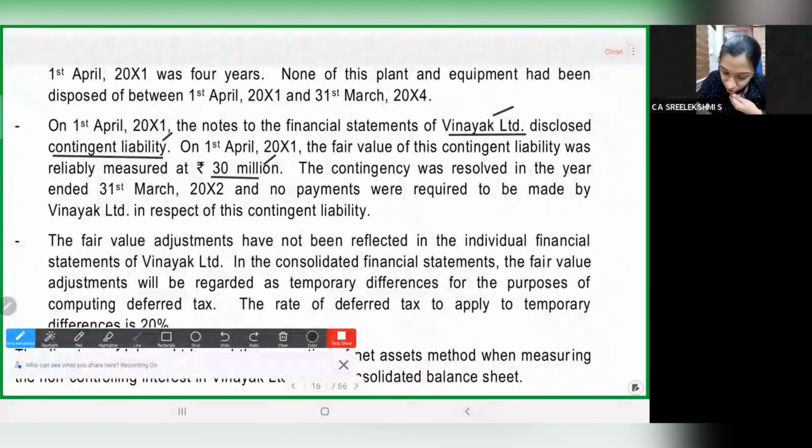Then the fair value adjustments have not been reflected in the individual financial statements. First we are going to reflect them in the consolidated financial statements. They have not been reflected in the individual financial statements of Vinayak, the acquiree company. In the consolidated financial statements, the fair value adjustments will be regarded as temporary differences. We have not done deferred tax adjustment in any of the questions because the questions don't demand it.